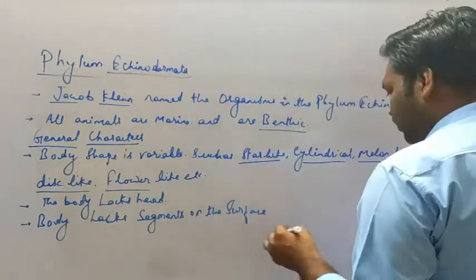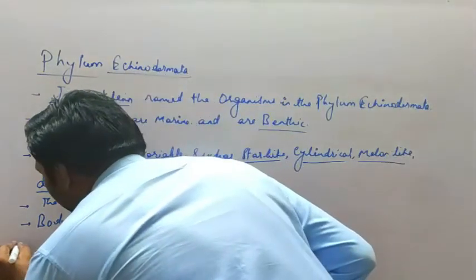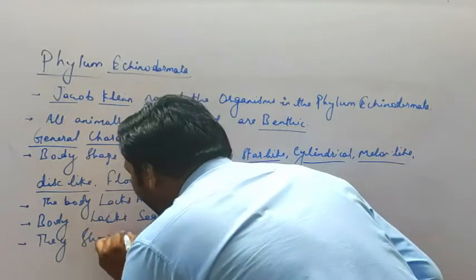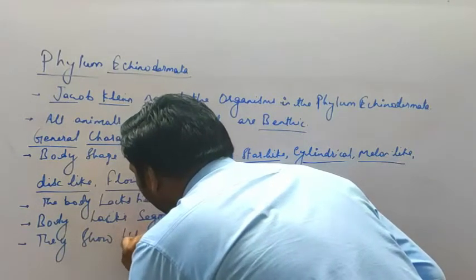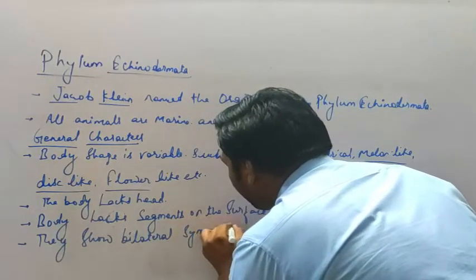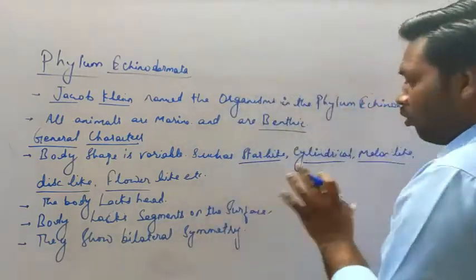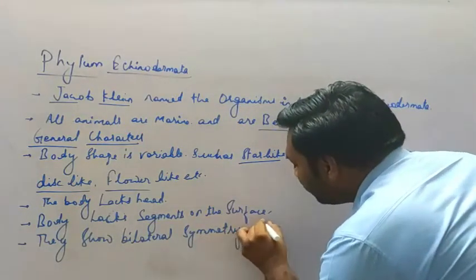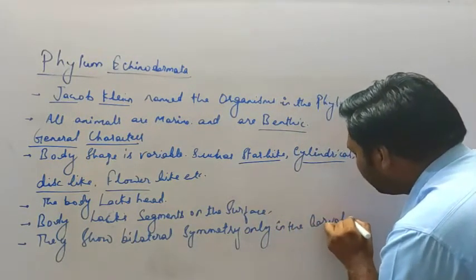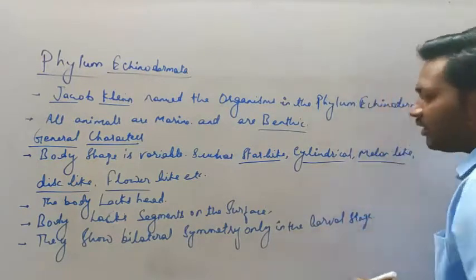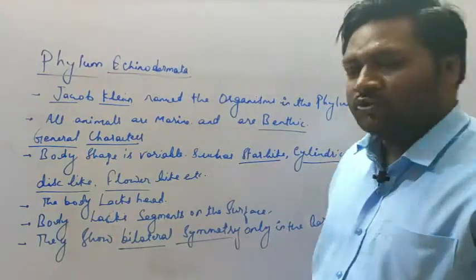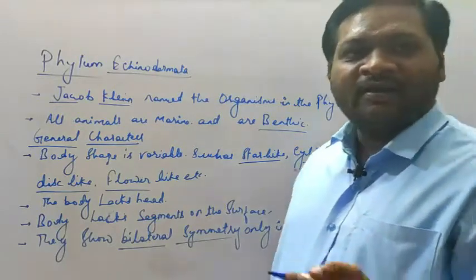Then they show bilateral symmetry, but only in the larval stage. Here you can see they exhibit bilateral symmetry. Now what is meant by bilateral symmetry? One student also asked me during the doubt session about the difference between bilateral and radial symmetry.